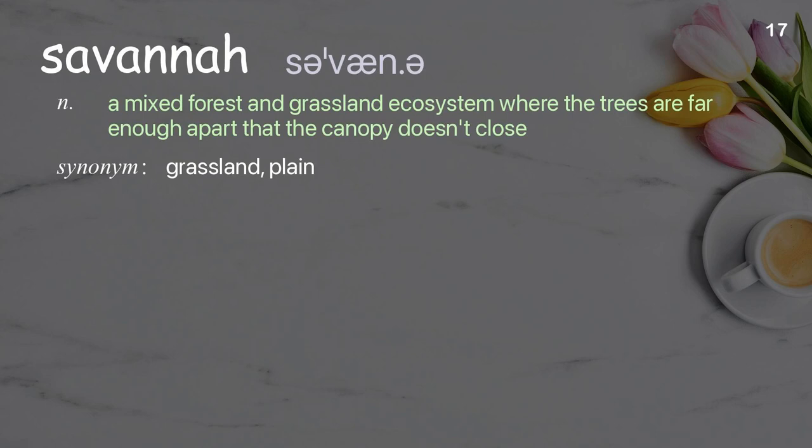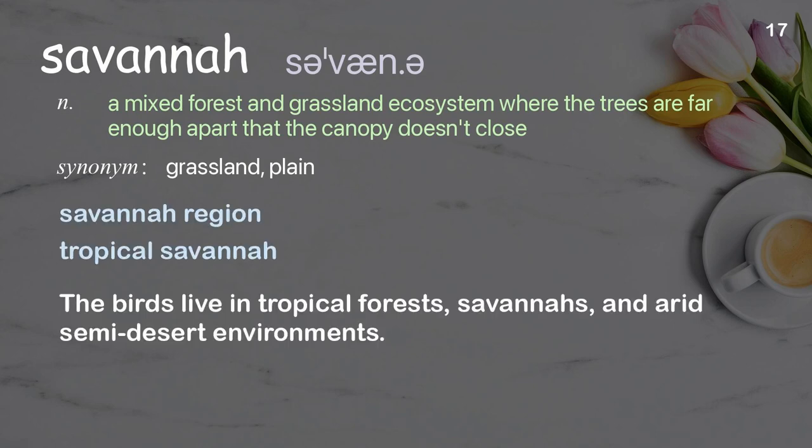Savannah. A mixed forest and grassland ecosystem where the trees are far enough apart that the canopy doesn't close. Examples: savanna region, tropical savanna. The birds live in tropical forests, savannas, and arid semi-desert environments.